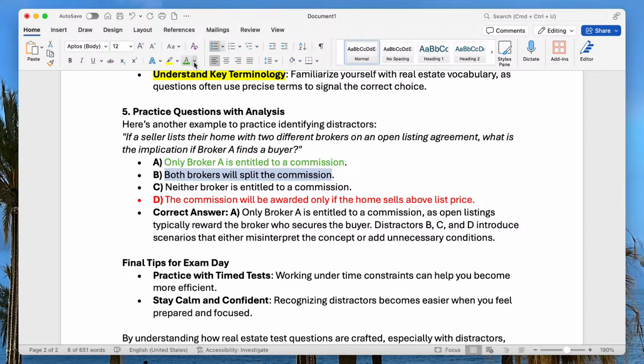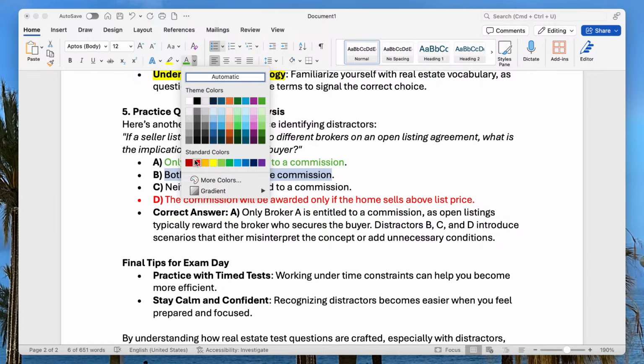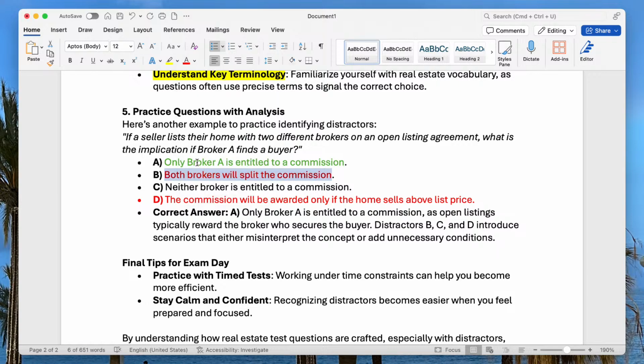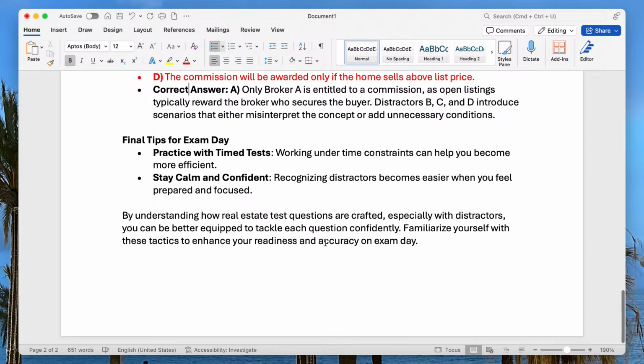No, that's not right, according to an open listing. Got to know those definitions. Global Real Estate School flashcards. Neither broker is entitled to a commission. That's incorrect as well. So the answer is A, right? Only broker A is entitled to a commission. Distractors B, C, and D introduce scenarios that either misinterpret the concept or add unnecessary conditions.